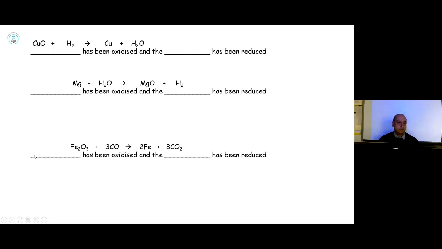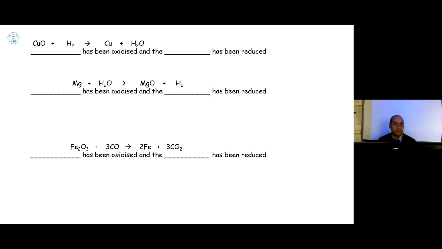Okay, so on that basis, have a quick look at these three reactions. I won't give you long because we're doing a live lesson. We've got not a great deal of time to cover quite a lot of content, but you can always play this video back if you need to. But for the moment, just have a quick look. So we're trying to work out what's being oxidized, what's being reduced.